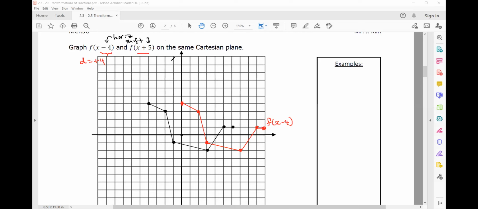I wanted to do the same thing for f of x plus 5, but I think that you'd be able to do it. Every single point from the parent function is moved 5 to the left. 1, 2, 3, 4, 5. And then here, 1, 2, 3, 4, 5.